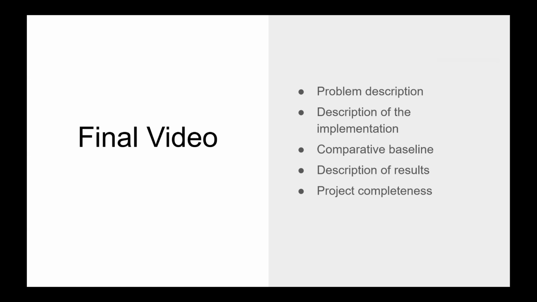And the third section is called a comparative baseline. In this section, you should talk about baseline methods that you choose from the literature, that you described in the literature review sections of the proposal and the midway report. And the fourth section is called the description of results.